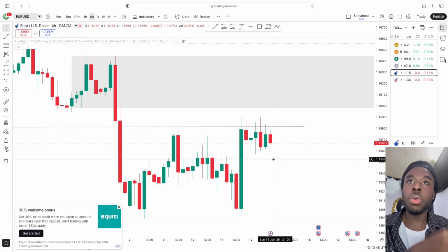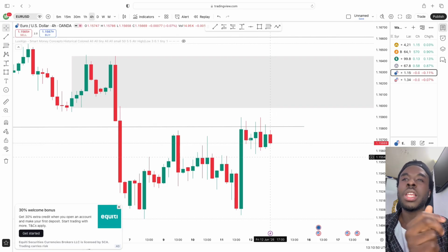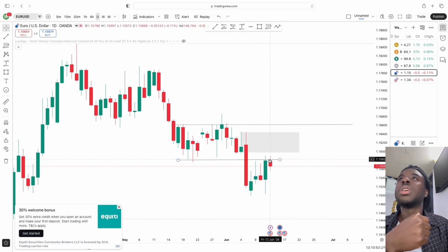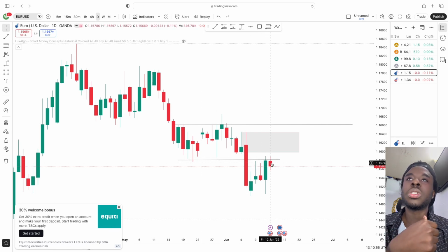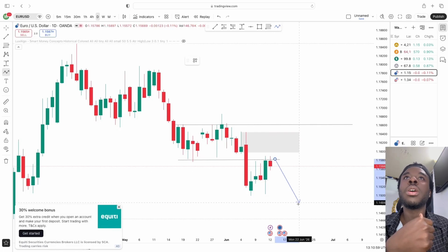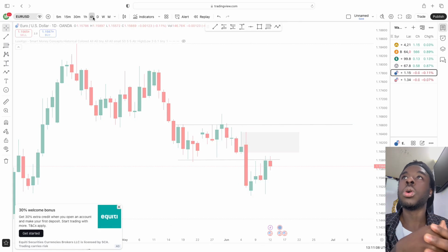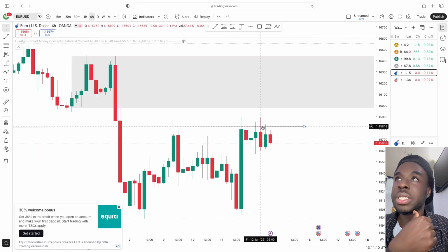I'm not saying it's not possible, it's very, very possible. If price sells from here, it really makes sense, because this support has become a resistance zone and price is reacting. So if a sell happens over here, it really makes sense. It's 100% valid, right? But you always have to follow your strategy.